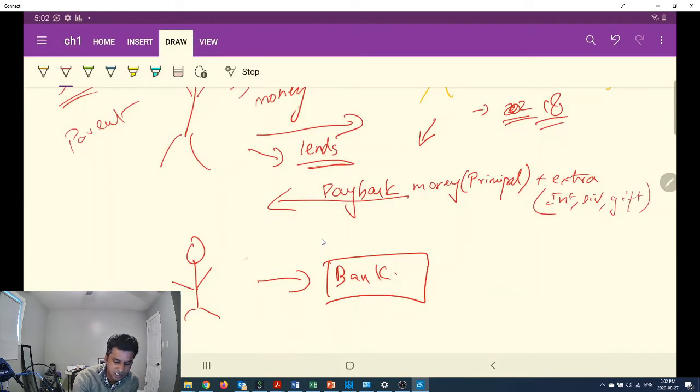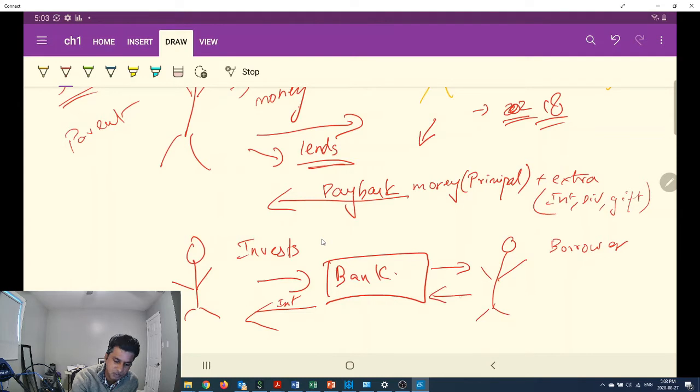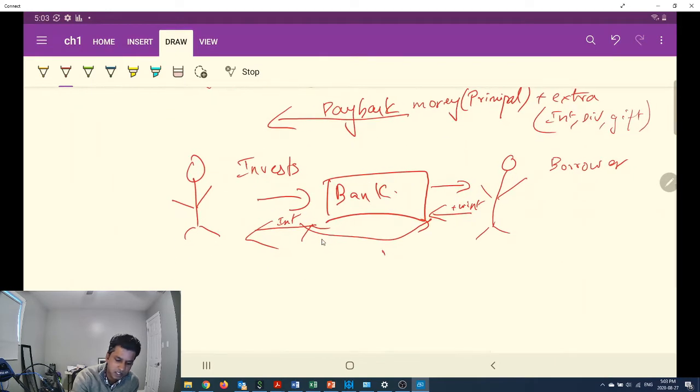The person with extra money invests in the bank, and the bank pays them some money with interest. The person who is the borrower receives money from the bank initially, and then promises to pay back at some later time, with interest. The bank can make some small profit by charging a different rate of interest for lending versus borrowing. And this bank is known as your intermediary.